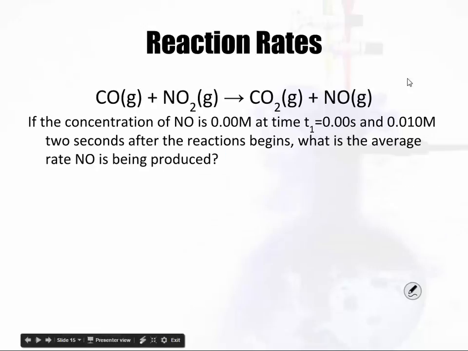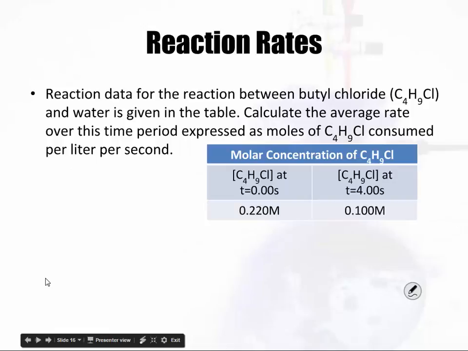Let's try another example. So the reaction data for the reaction between butyl chloride and water is given in our table. We want to calculate the average rate over this time period expressed as moles of butyl chloride consumed per liter per second. So our same equation, our final concentration minus our initial concentration. So we have some time here at time 0, we have a concentration of 0.22. At time 4, we have a concentration of 0.1.